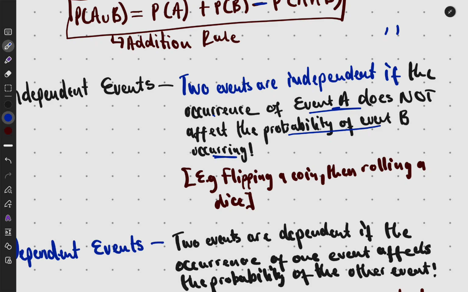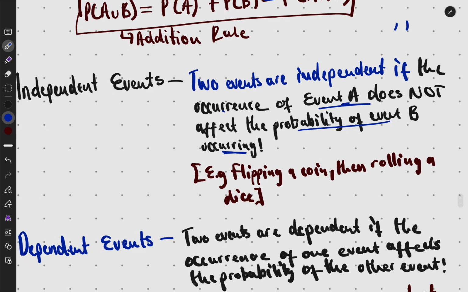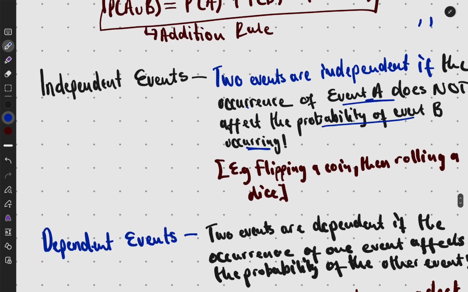For example, flipping a coin and then rolling a dice. So flipping your coin does not affect the probability that you're going to have on rolling a dice. So when you roll a dice, when you say what is the probability of getting a 1 or a 2, whatever, that probability is never going to be affected by the fact that you have flipped a coin before rolling the dice. So these are separate events. These are independent events. Okay, independent events are two events where the occurrence of one does not affect the probability of the other. So whether one has happened or not, it is not going to affect the probability of the other event.